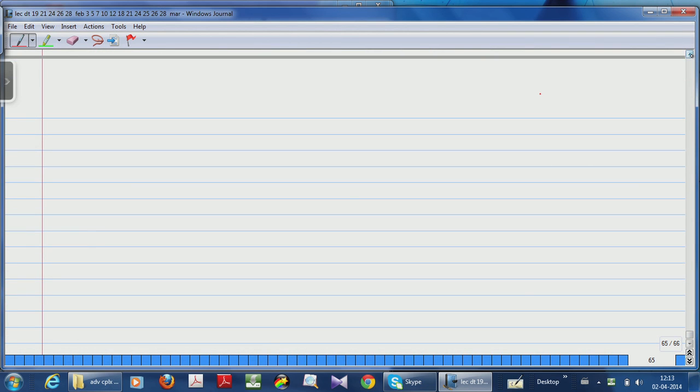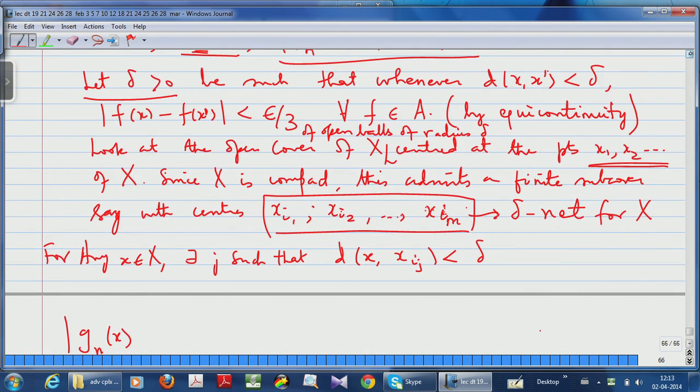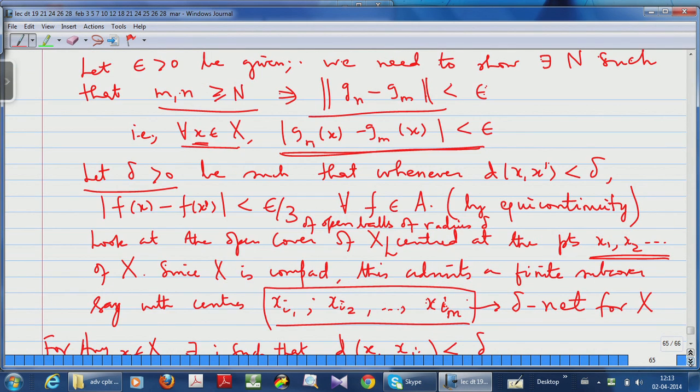What you are going to get is the distance between Gn of x and, so I want to look at Gn of x minus Gm of x. So that is what I am going to write out.